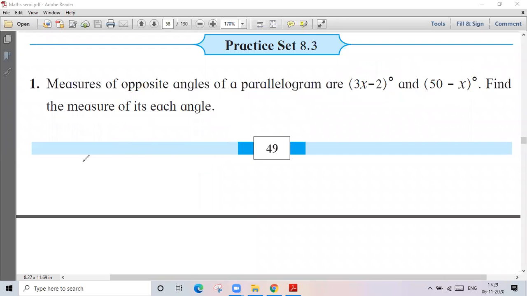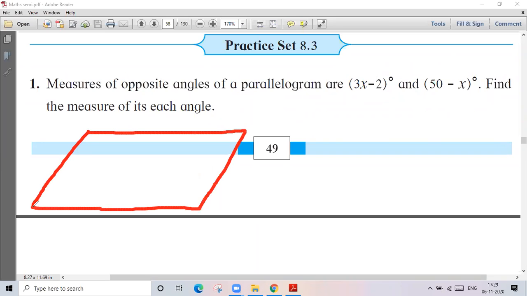You do not have to draw the diagram, but for our understanding we are drawing one. Suppose this is A, B, C, D. Suppose this angle is 3x minus 2.